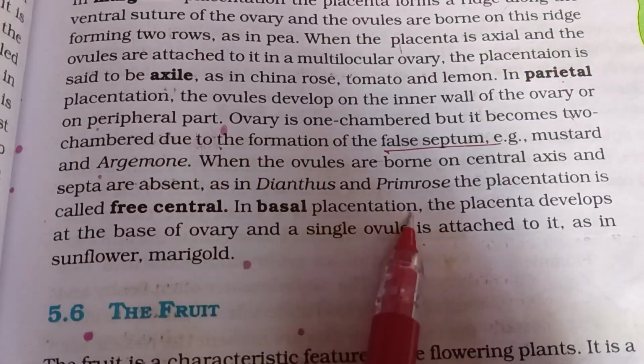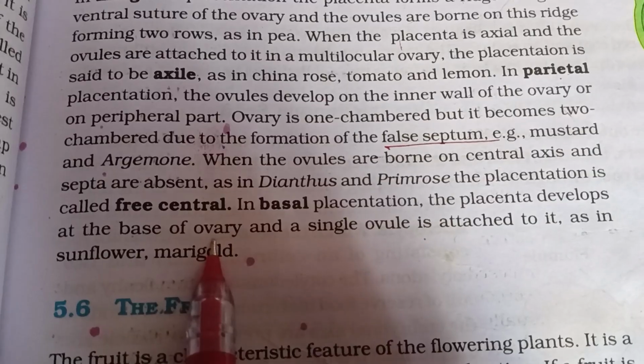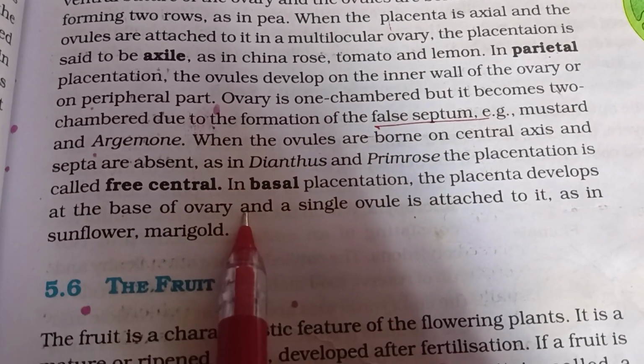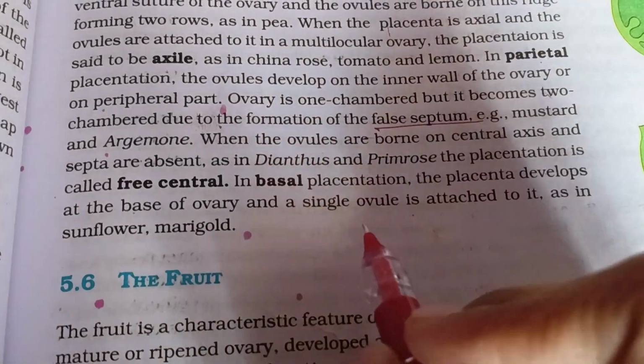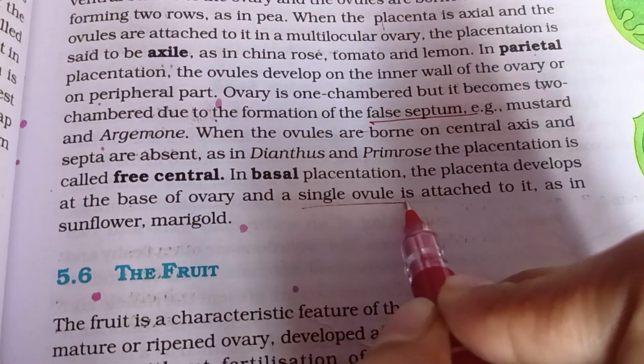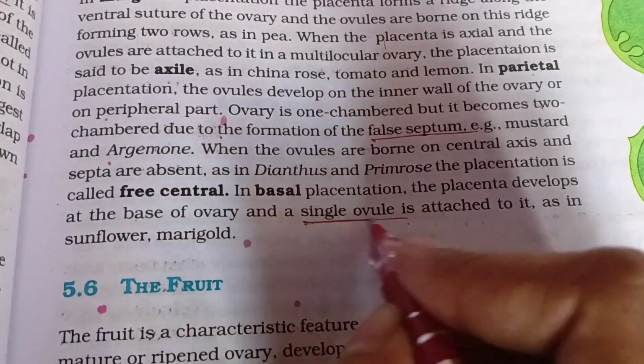Now in basal placentation, the placenta develops at the base of the ovary and a single ovule is attached to it, as in sunflower and marigold.